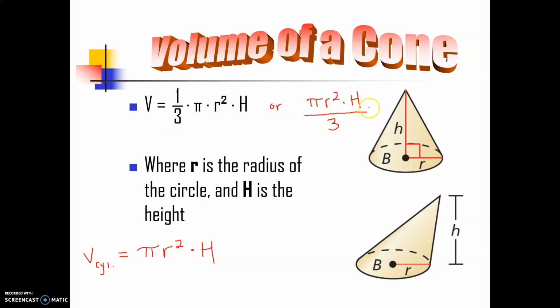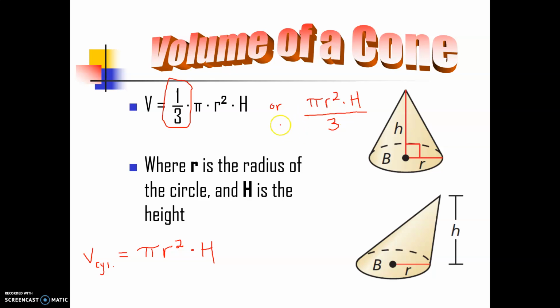Both of these are fine. This one I like because it emphasizes the fact that there are three cones here that equate to 1 cylinder, but both of them are pretty much saying the same thing. 1/3 or all divided by 3 is the same exact thing. Use whichever formula you prefer.